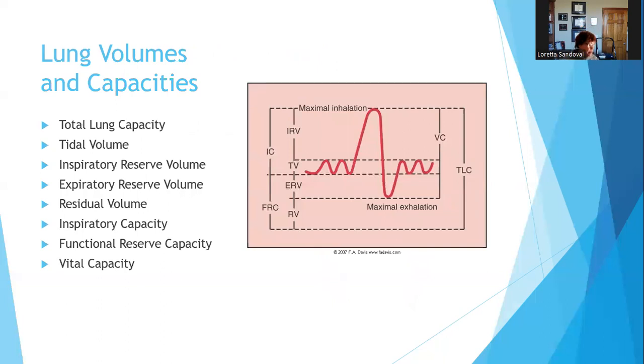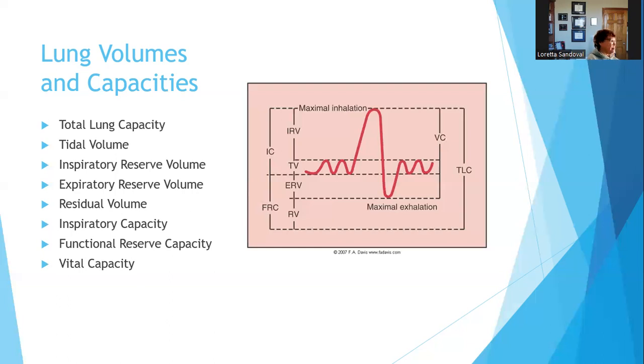So, lung volumes and capacities. One thing to think about is a volume is a measurement of something, and it's measured in milliliters or liters. And total lung capacity is usually about 6 liters or 6,000 milliliters. It's going to vary from person to person, of course. That's on average. Capacities are combinations of different volumes, if you want to think of it that way. And I have a slide that has the definitions of all of them.